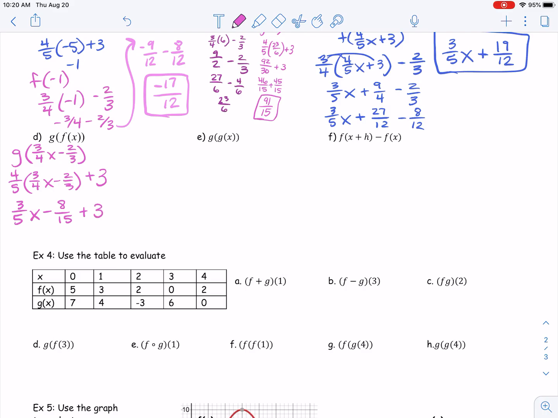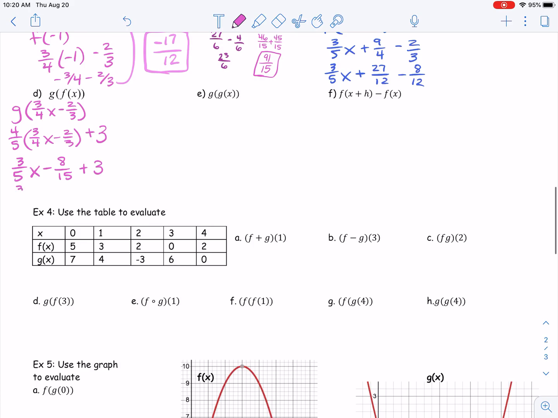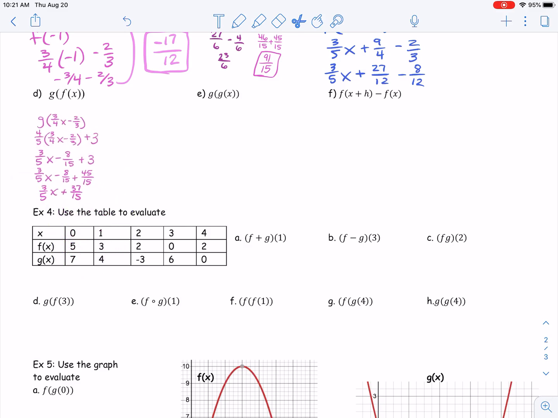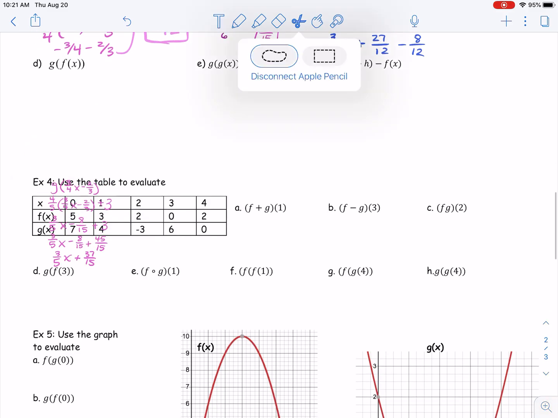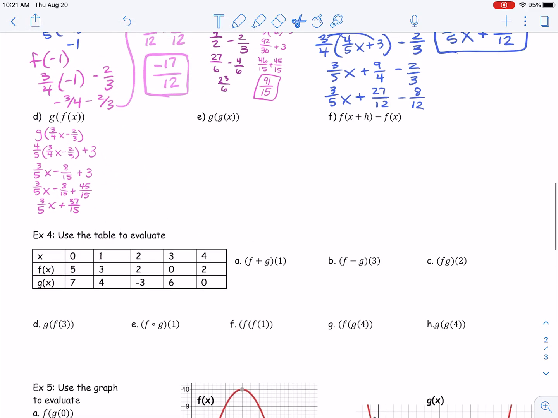Lucky for me, I don't really have to find a common denominator. I just need to make 3 a fraction of 15. And so that'll be 3 over 5x minus 8 over 15 plus 45 over 15. Now I can combine those two fractions and get 3 over 5x, and then that would be a plus 37 over 15. I'm sorry, I'm writing all over the place, but let me make this a little bit smaller. And so now we can see it all. Technical difficulties. There we go. Much better.